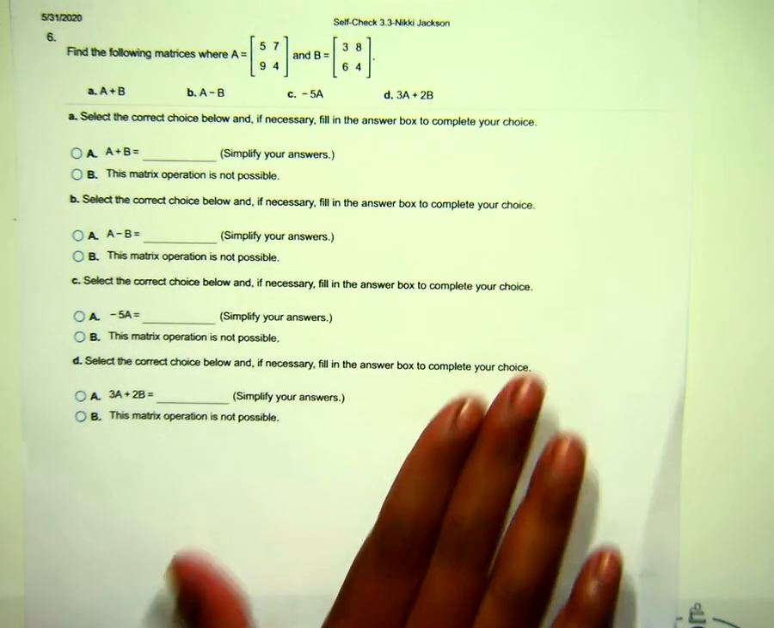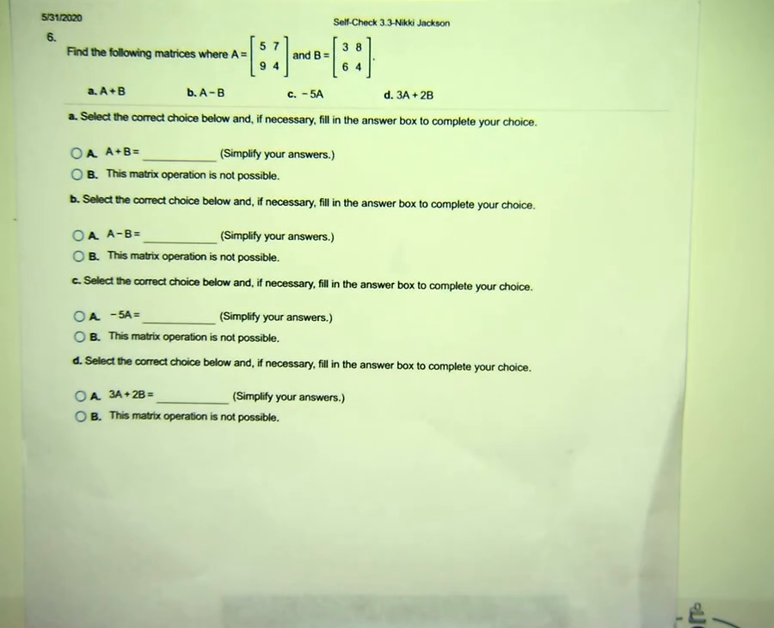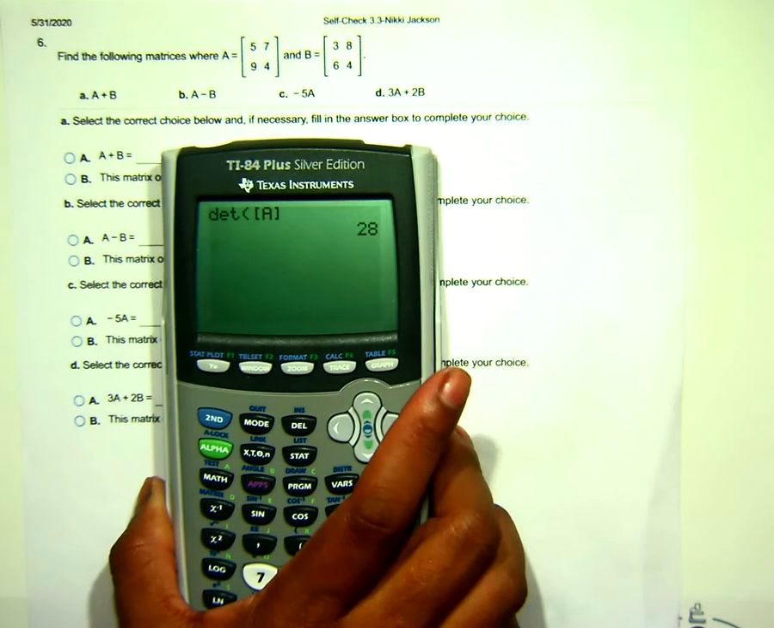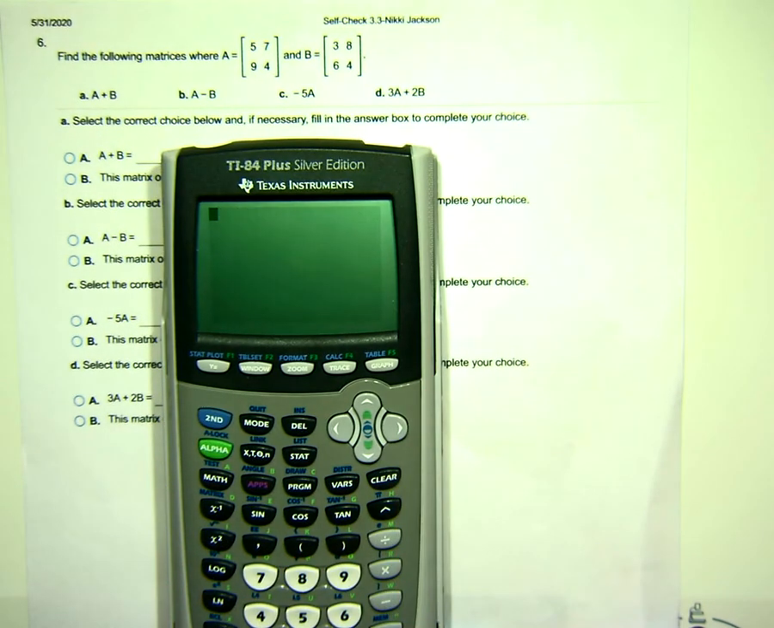But wait, there's more dealing with the matrices. So number 6 has quite a bit going on. It wants you to add and subtract matrix A and matrix B, then multiply matrix A by -5, and then add matrix A and B again. But before that, multiply matrix A by 3 and multiply matrix B by 2. Well, we know that we have to put the matrices in, so let's see if we remember how to do that.